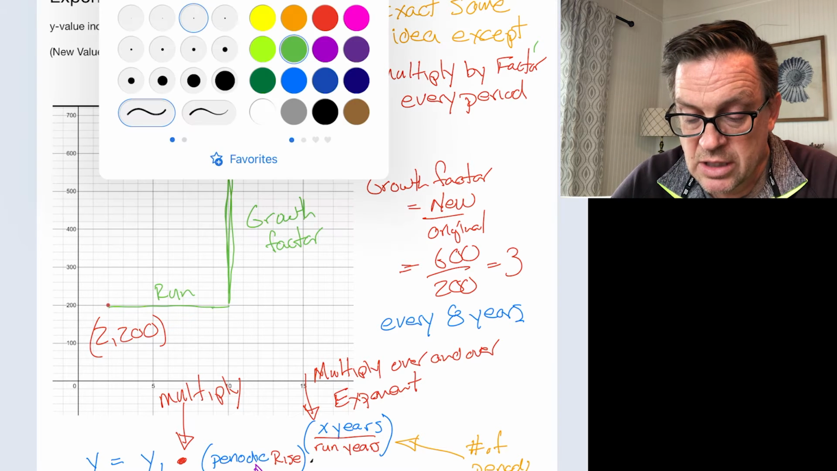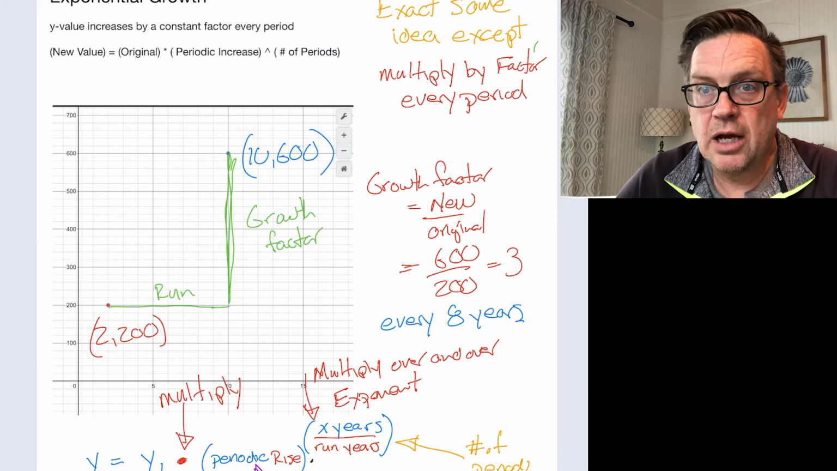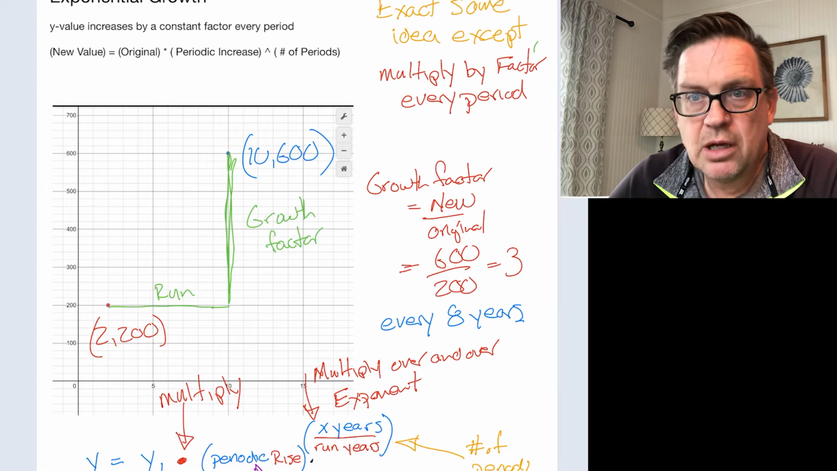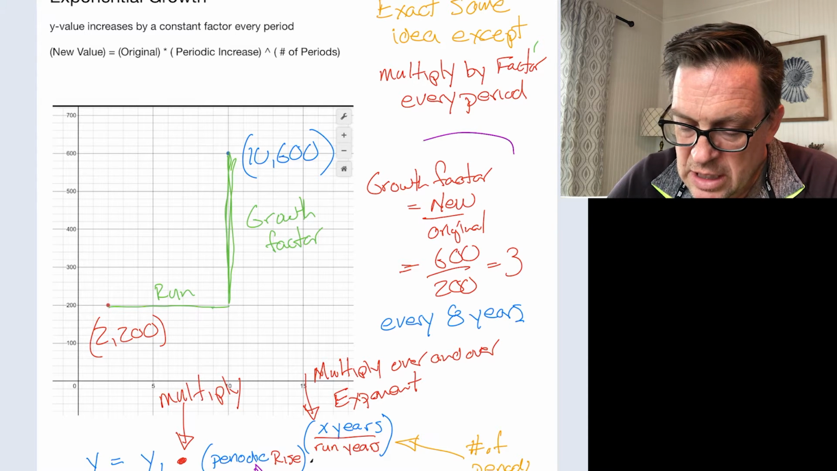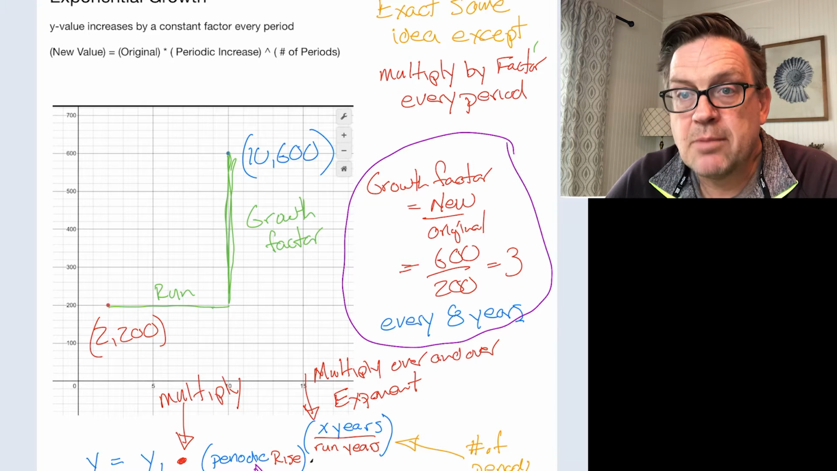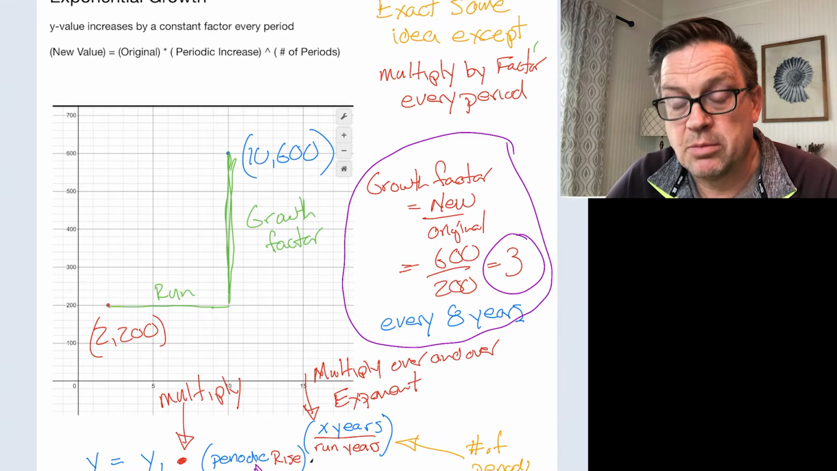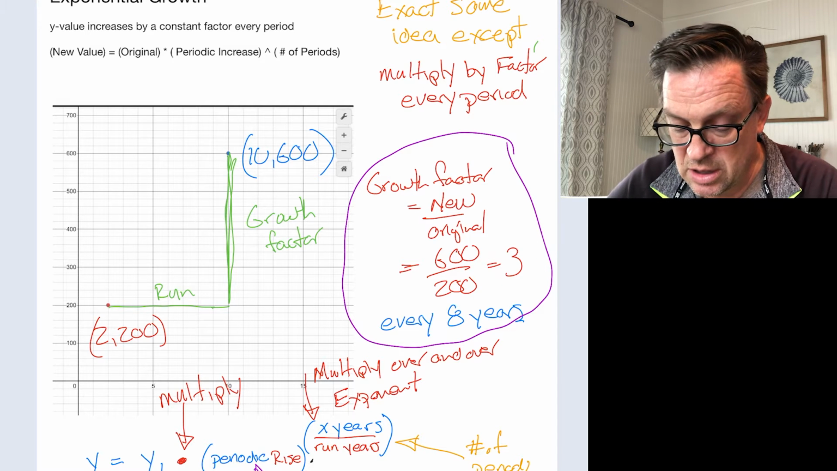So what's my growth factor? I'm not increasing by 400. What I want to consider is my growth factor: I multiply by 3. I go from 200 to 600, so I multiply by 3 every 8 years.